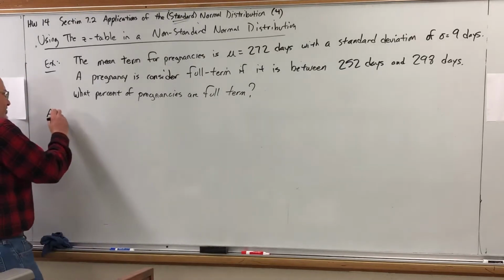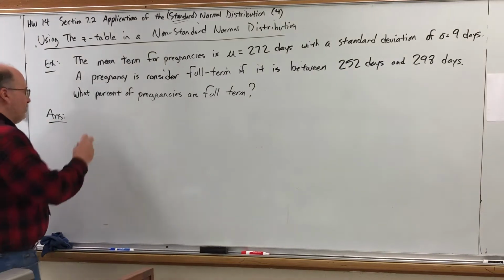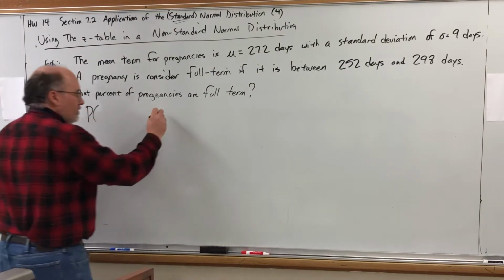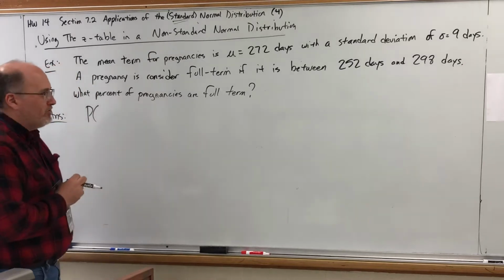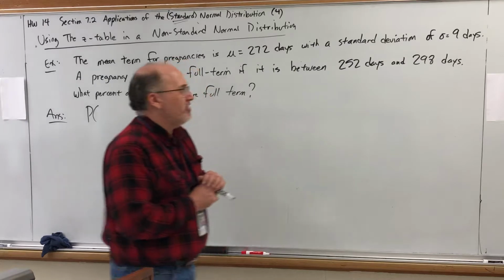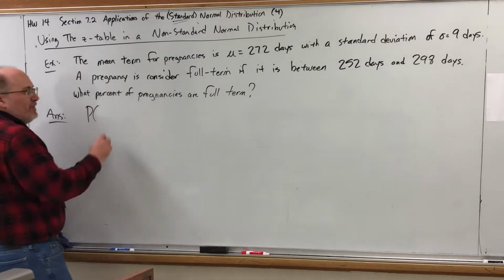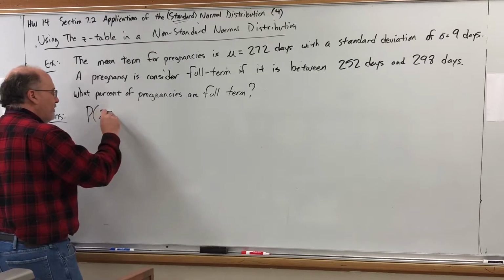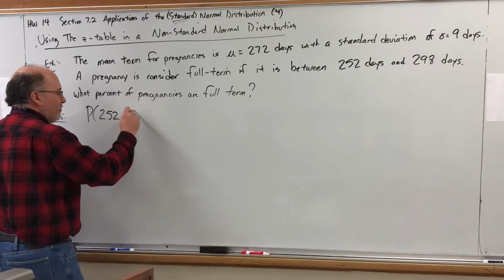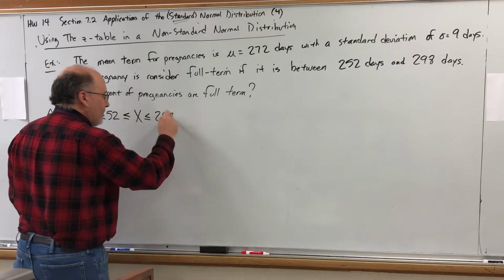Well, let's think about this in terms of a probability question. We're being asked, basically, what's the probability that a pregnancy term is between 252 days and 298 days? As a probability question, that would be the probability that 252 is less than or equal to x, which is less than or equal to 298.